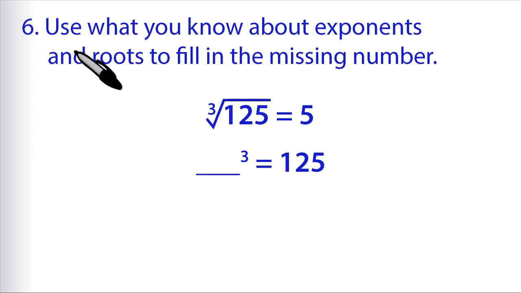For problem 6, we have use what you know about exponents and roots to fill in the missing number. And we're shown that the cube root of 125 equals 5, and now we need to figure out what number raised to the 3rd power will give us 125. Well, we know that the cube root of 125 is 5, so 5 raised to the 3rd power is 125.